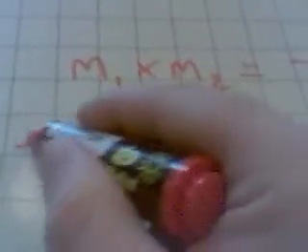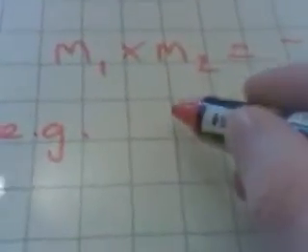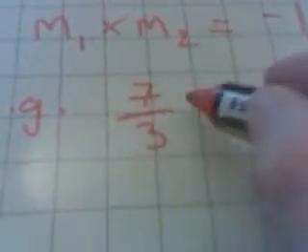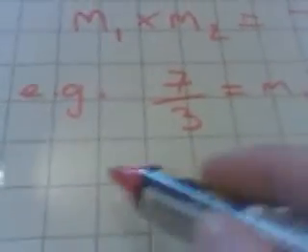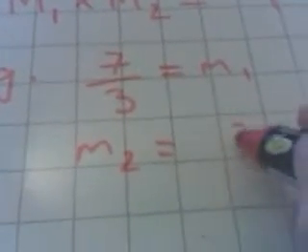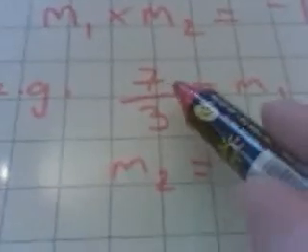Now another way to think about that is to say if you've got one gradient that's 7/3 as M1, then M2, if you take the reciprocal of 7/3, it's 3/7. If this was positive, we're going to have to make this one negative. So that's the easy way very quickly. So you're saying take the reciprocal and make it the negative version of what you originally had.